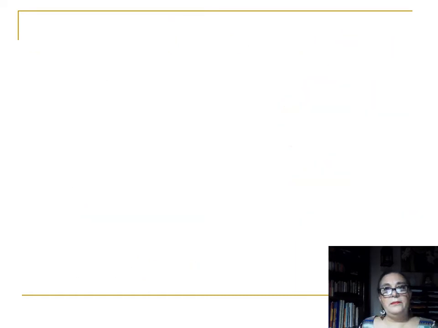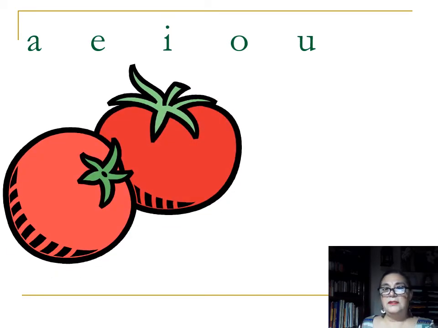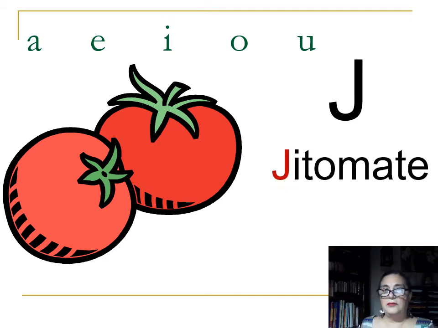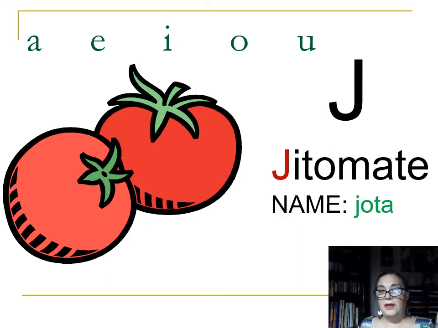J, easy. In front of each of those vowels, you just say ha, he, hi, ho, hu. Jota. Again, ha, he, hi, ho, hu, like house. Okay? That's a little bit stronger. One of the words or visuals that I have here, we call it jitomate. For a tomato, we call it jitomate. Of course, we also say tomate, but we can also say jitomate.